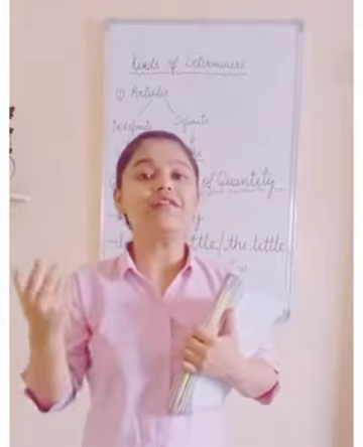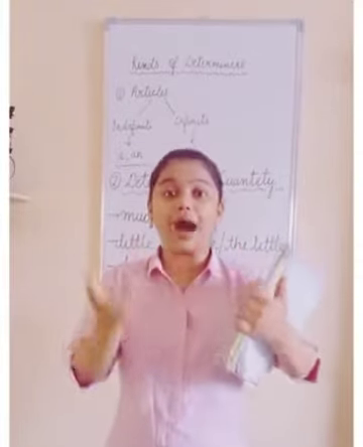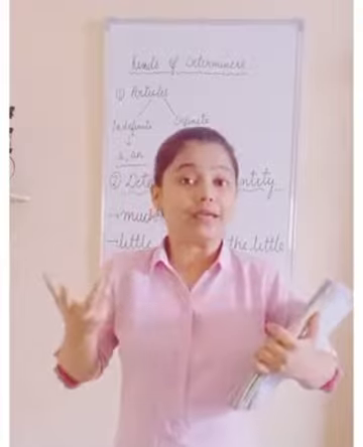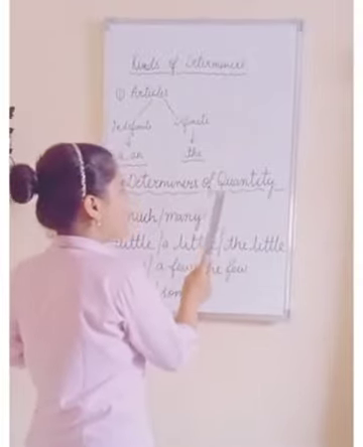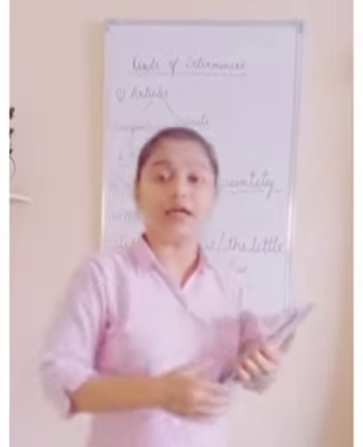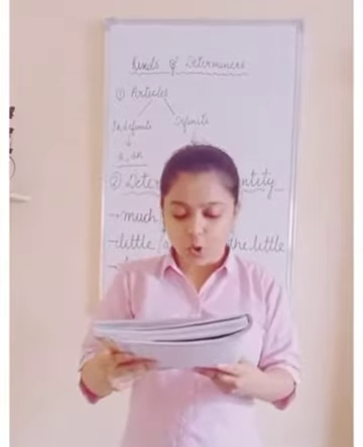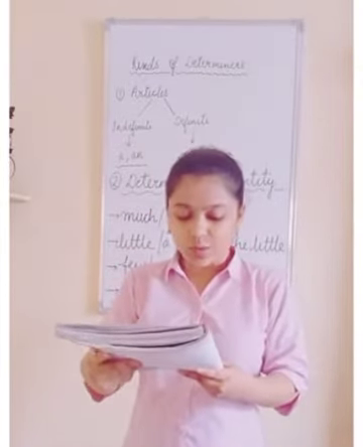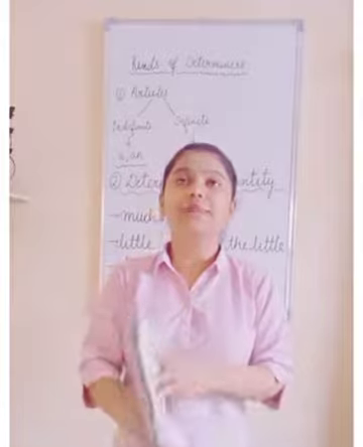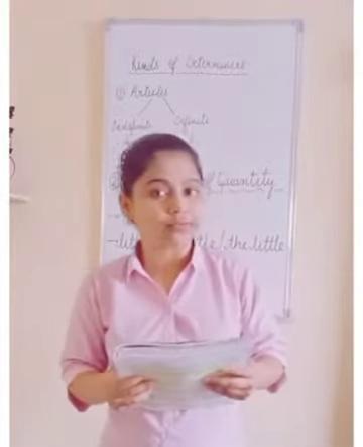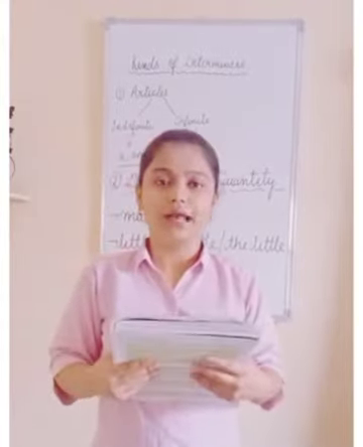As the word itself is telling you, we are talking about quantity, it means the amount, how much, how many, right? So we will be learning about the concept of determiners of quantity, or we also call them quantifiers. Some determiners of quantity may be used with countable nouns, while others are used with uncountable nouns or with both, right? There are some determiners which are only used with countable nouns, and there are some which are used with both countable and uncountable nouns, right?